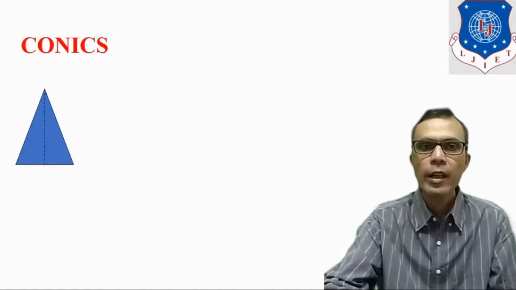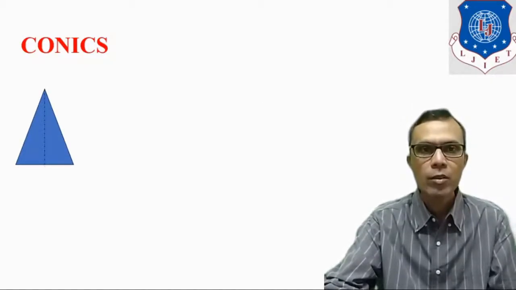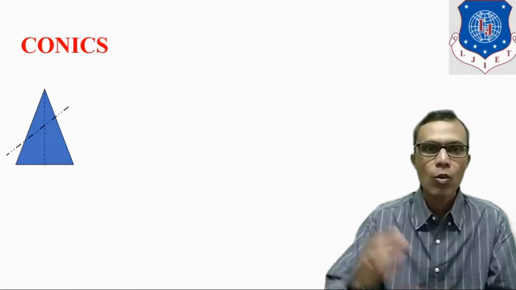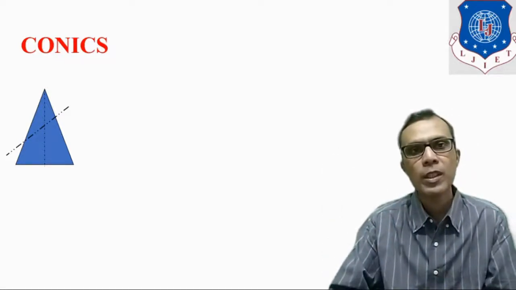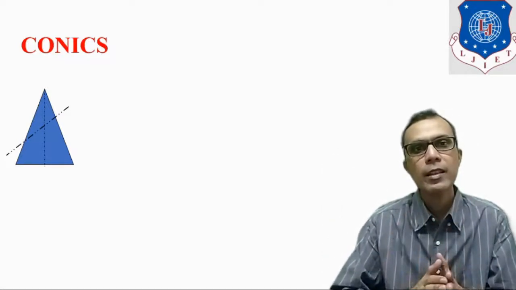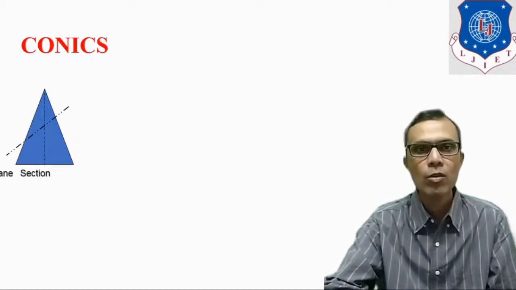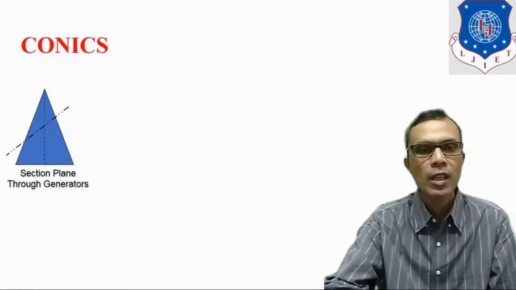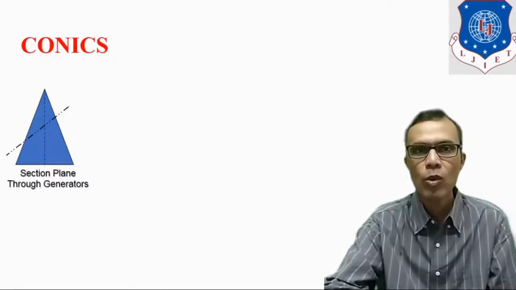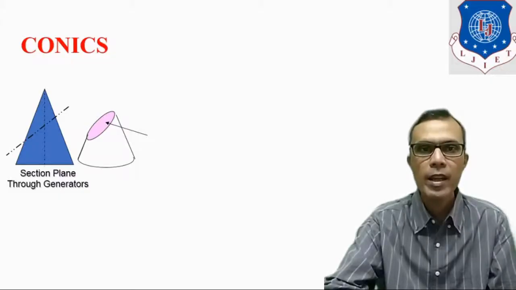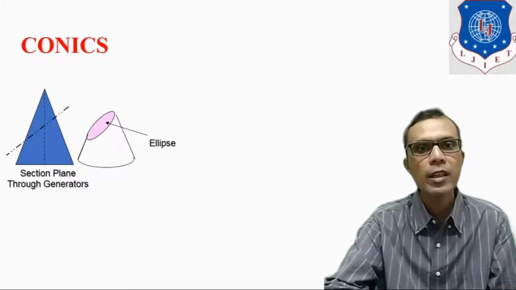So here it is conic, right circular cone. You can see the position of the cutting plane. Cutting plane cuts all the generators of the cone and it is inclined with the axis of the cone. If we cut this cone in this position by a cutting plane and if the smaller part is removed, then the remaining section, you can see here in diagram, is an ellipse.